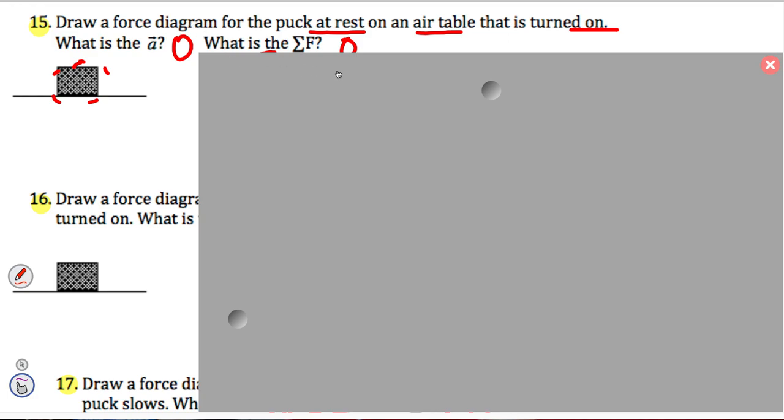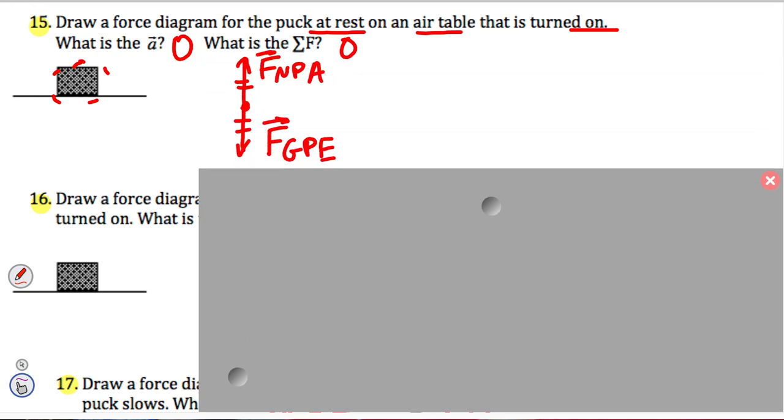It says, draw a force diagram for the puck at rest on an air table that is turned on. The air table would suggest that it's frictionless. The acceleration would be 0 and the net force would be 0, so what forces would be acting on it? We would have two forces, a downward force of gravity on the puck by the Earth and exactly the same size force normal on the puck by the air. Remember, it is sitting on a surface of air.